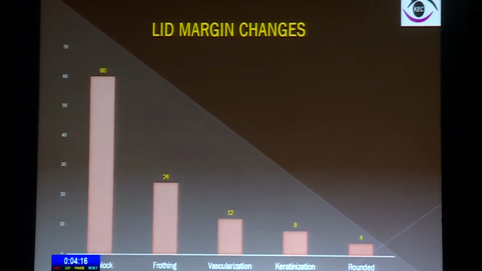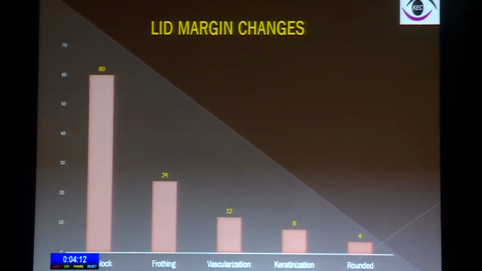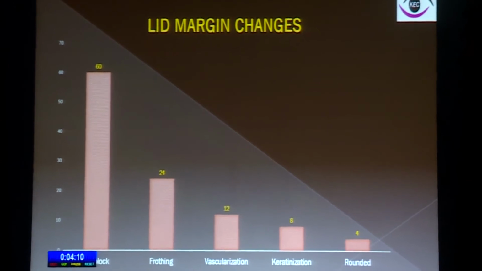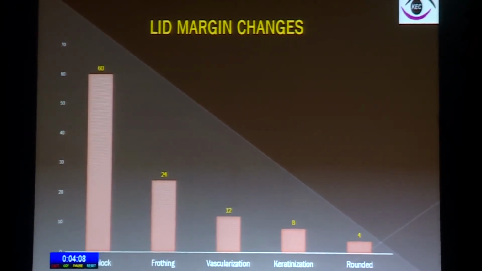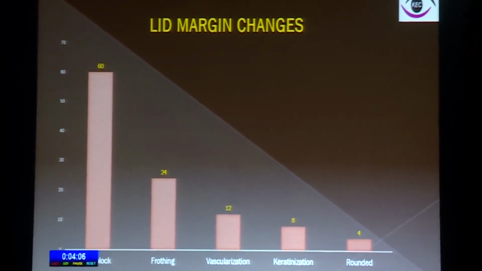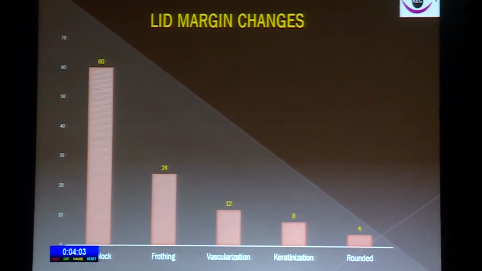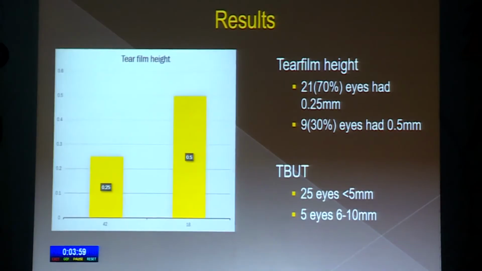Lid margin changes include meibomian gland block of various degrees, which I will be showing later. Almost all the patients had meibomian gland block. Frothing was seen in 24 eyes. Vascularization, keratinization and rounding up of posterior lid margin were seen.